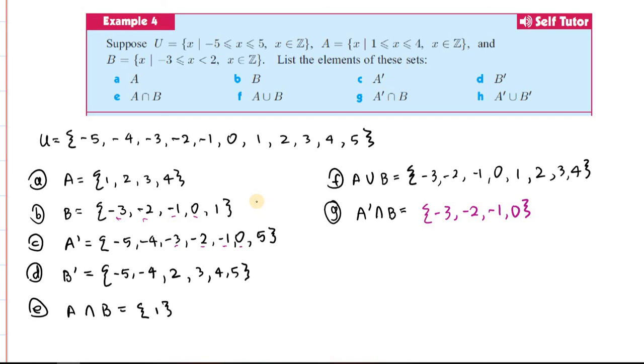And then lastly, for H, I want the complement of A union the complement of B. So everything that was in A complement combined with everything that's in B complement. So putting them in order, -5, -4, -3, -2, -1, 0, 2, 3, 4, 5. And again, remember that the numbers that appear in both sets, you only list them once. Okay, that's it.